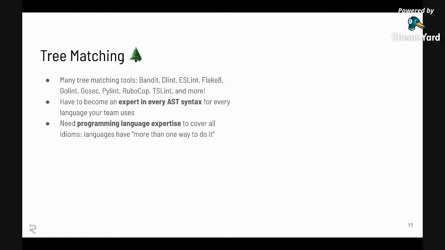The other issue is that you tend to need programming language expertise to really develop a rule or a check effectively. This is because in languages, generally there's more than one way to do it, and so you have to have knowledge of what we would call equivalences. I'll talk a little later about how Semgrep tries to handle equivalences so that you don't have to think about it. And of course, on the tree matching side, this is where commercial tools come into play.